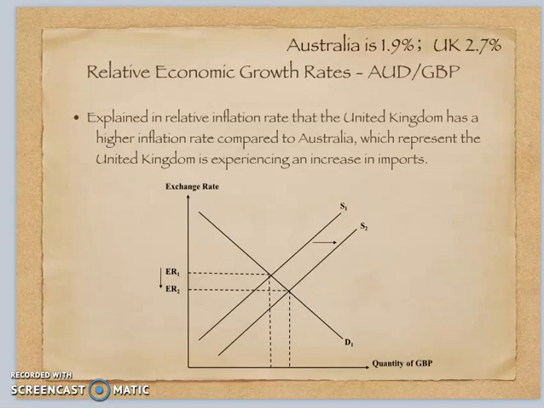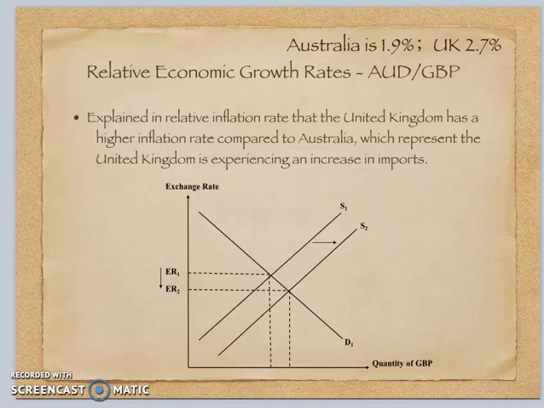In relative inflation rates, the United Kingdom has a higher inflation rate compared to Australia, which expresses the United Kingdom is experiencing an increase in imports. It is indicated that the British pound will increase in supply. Interest rates will be decreased.